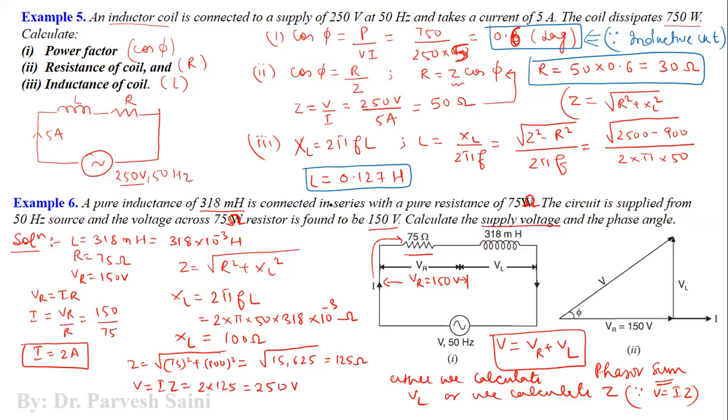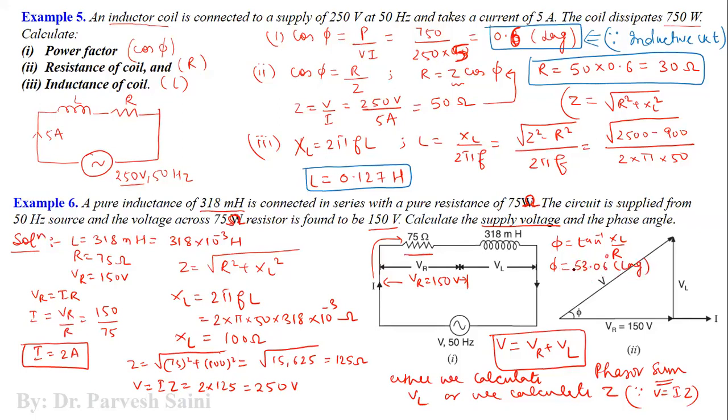Now the phase angle can be obtained using the concept: phi is equal to tan inverse XL by R. We can use this particular formula to find the value of the phase angle. By putting the value of XL and dividing it by R, the phase angle is 53.06 degree, and it is a lagging power factor. So it is a lagging phase angle.